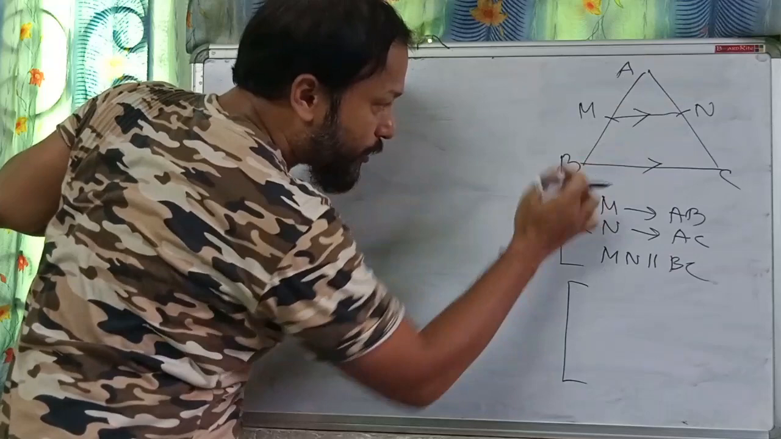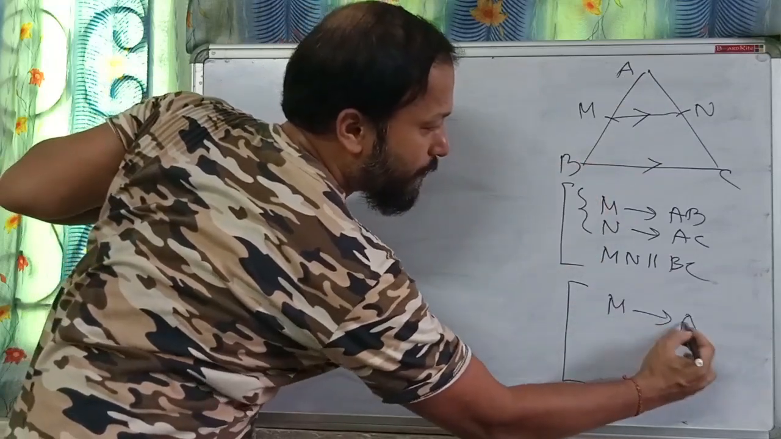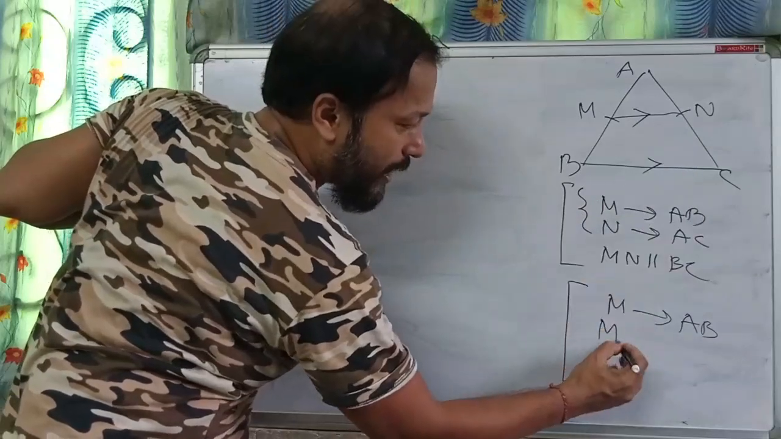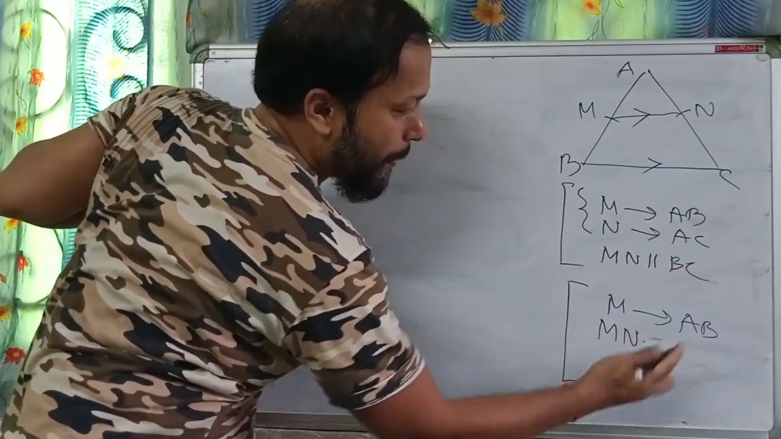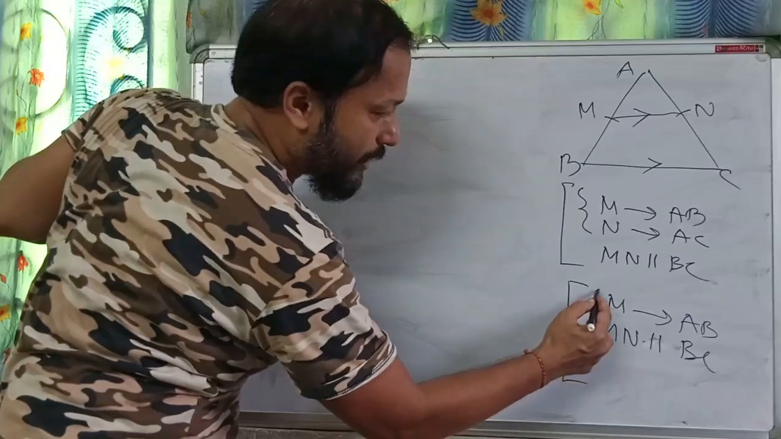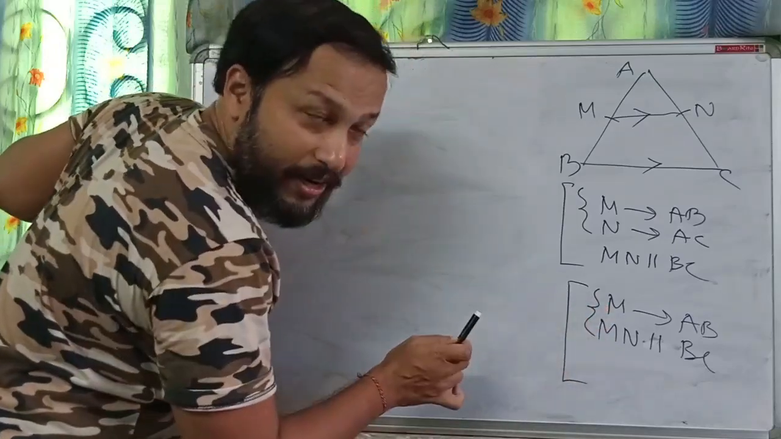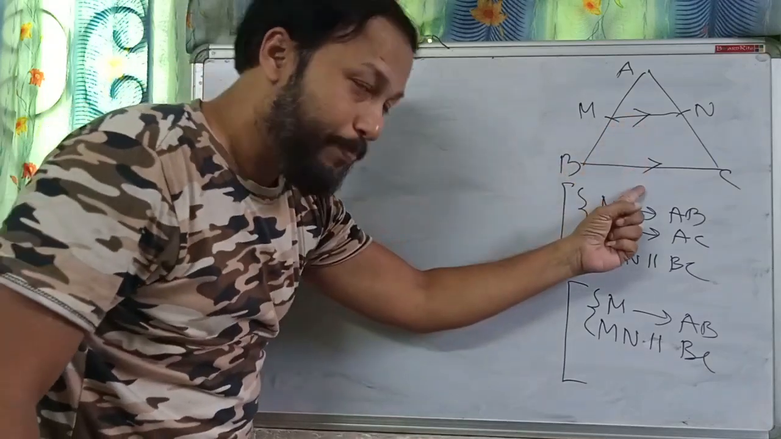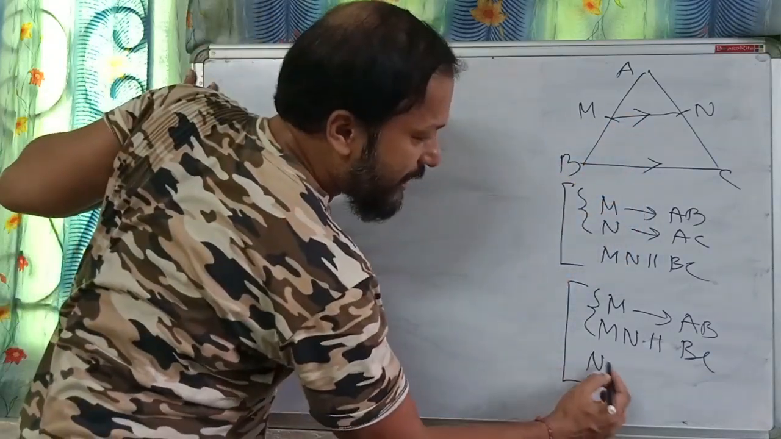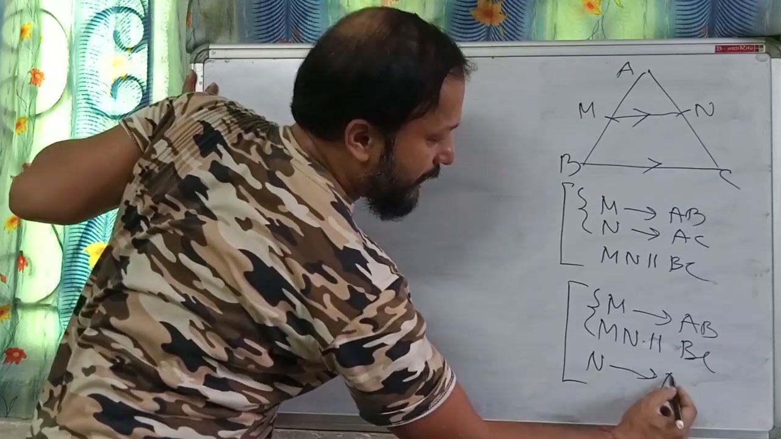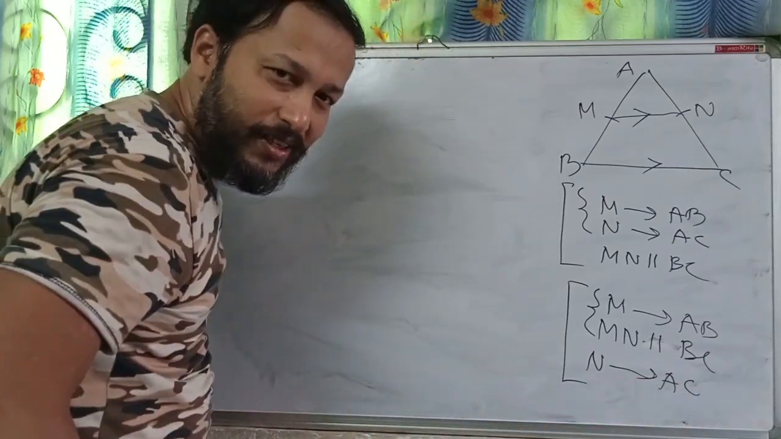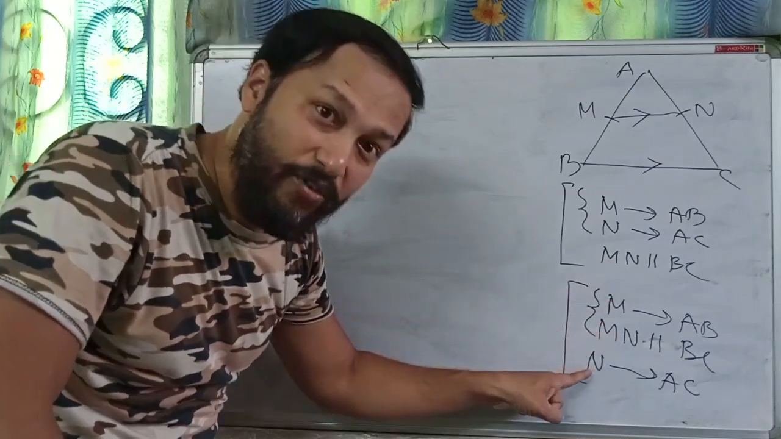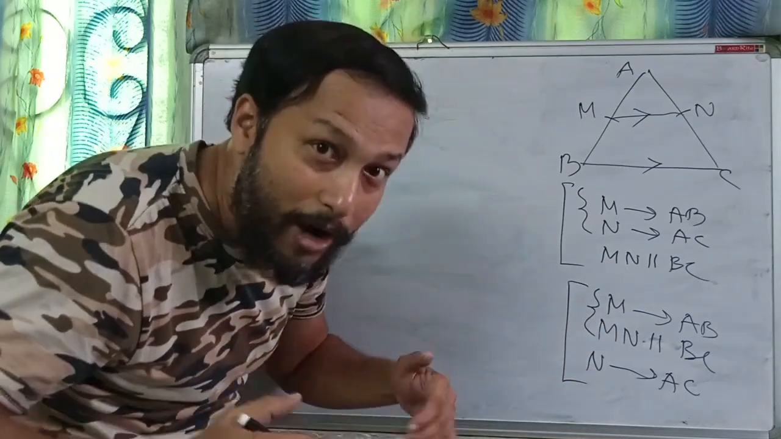If M is the midpoint of AB, and MN is parallel to BC, these two are given, then we can write that N is the midpoint of AC. Understood? So if these two are given, then we can write this. Not only that, one more step is there.